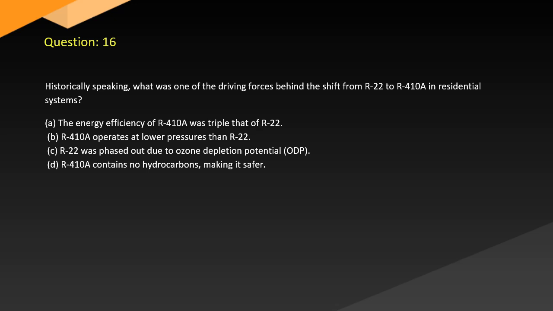Question 16. Historically speaking, what was one of the driving forces behind the shift from R22 to R410A in residential systems? A. The energy efficiency of R410A was triple that of R22. B. R410A operates at lower pressures than R22. C. R22 was phased out due to ozone depletion potential. Or D. R410A contains no hydrocarbons, making it safer.